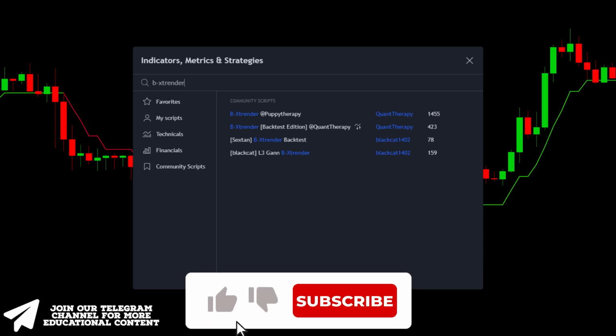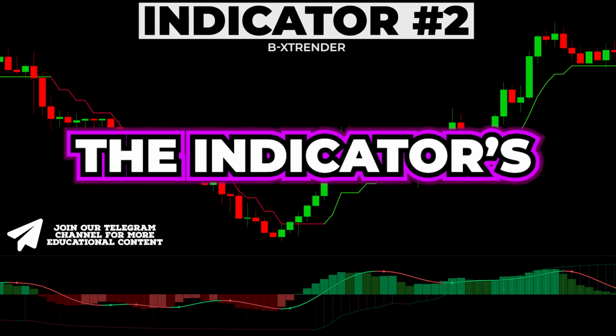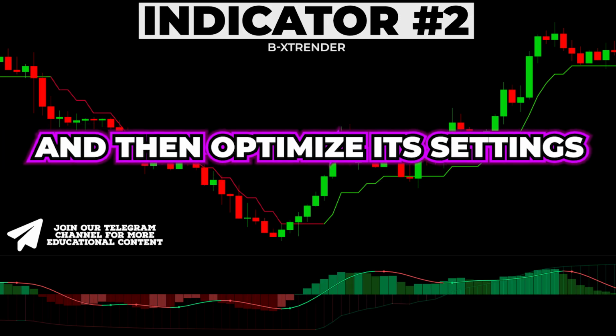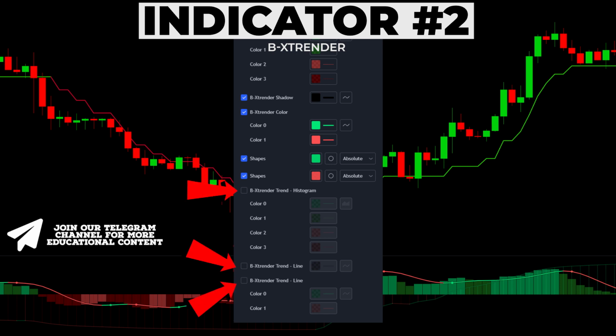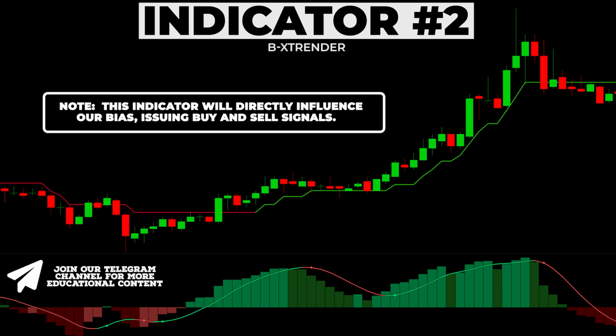In the next step, go to the Indicators tab, type Beekstrender, and click on this one. First, let's consider the indicator's foundations and then optimize its settings. Also, turn off these points in the Style tab to make our chart cleaner. So, this indicator will directly influence our bias, issuing buy and sell signals.